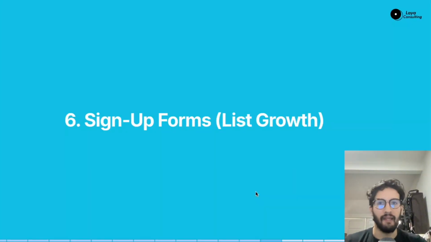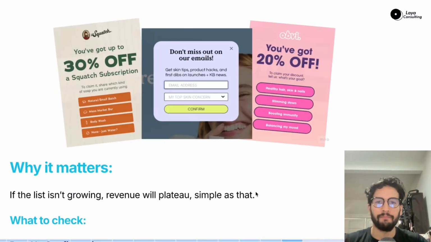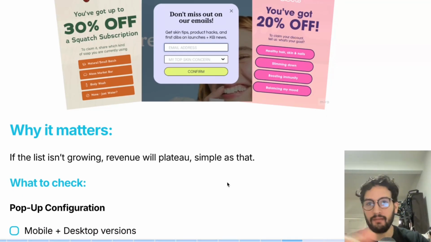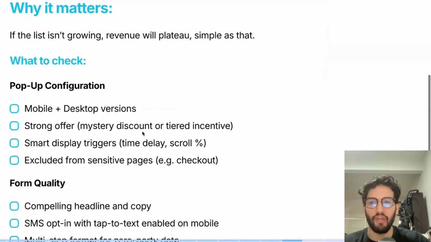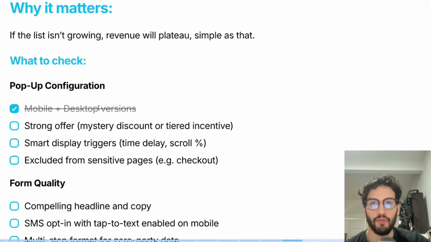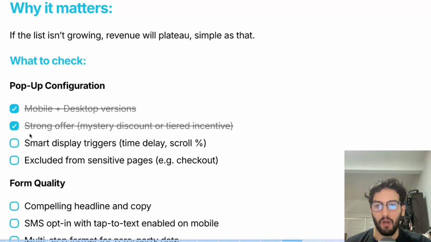So we take a look at the list growth, which is the backbone of any email marketing strategy. So why it matters: if the list is not growing or you don't have a healthy sign-up rate, then the revenue will plateau. That's how it is. Simple as that, right? So what to check here: pop-up configuration. So you have different versions for mobile and desktop. You have a strong offer.